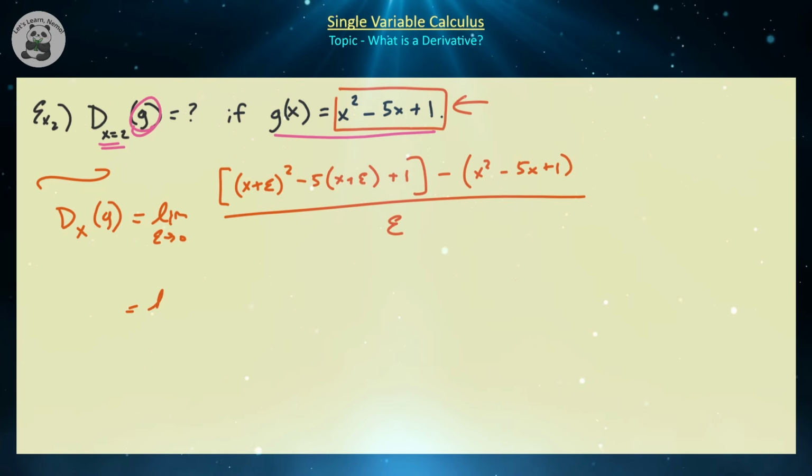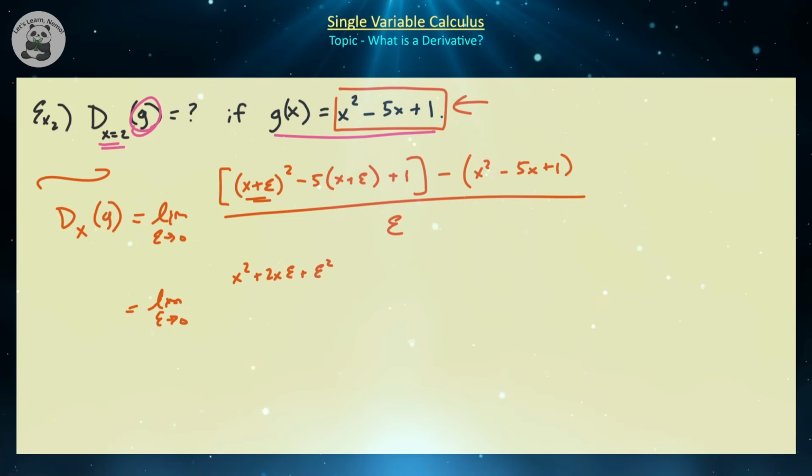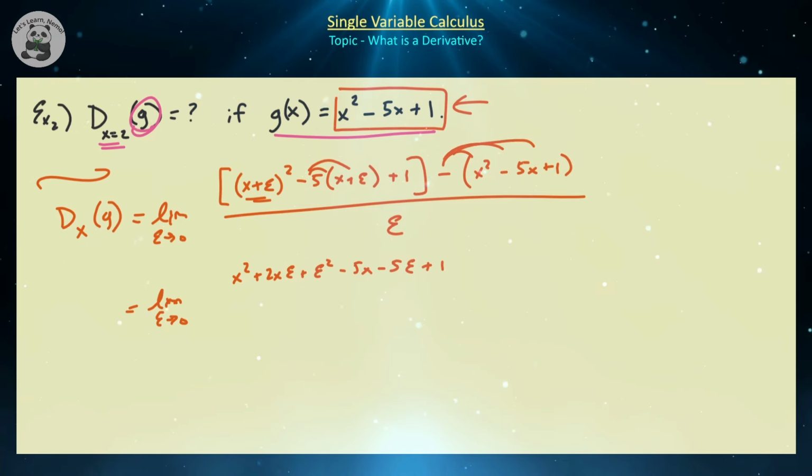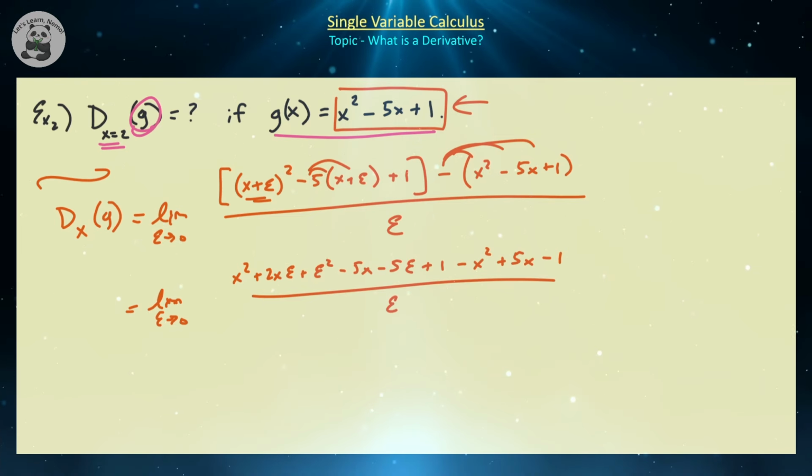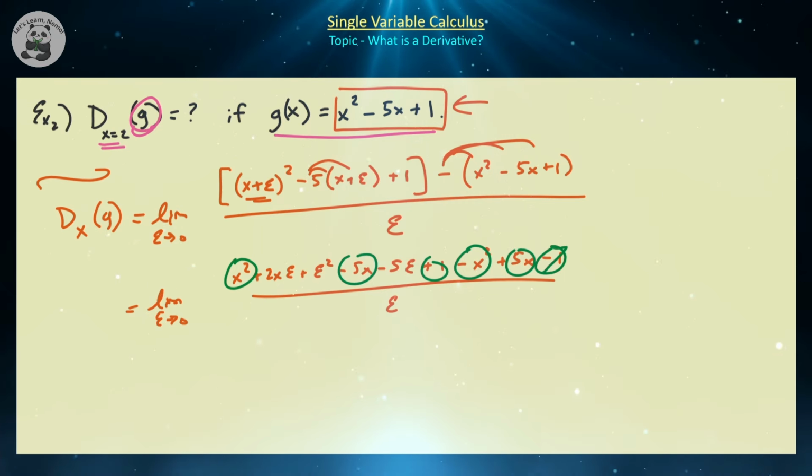Once we expand that, that's going to give us x squared plus 2x epsilon plus epsilon squared, so that's the first term. Then distribute the negative sign, so minus 5x minus 5 epsilon plus 1, and then distribute the other negative sign, so minus x squared plus 5x minus 1, all over epsilon. If you notice here, we have an x squared that's going to cancel, which is very nice. We have a 5x that's going to cancel, and a 1 that's going to cancel. You should be left with only things that have your epsilon term in them.